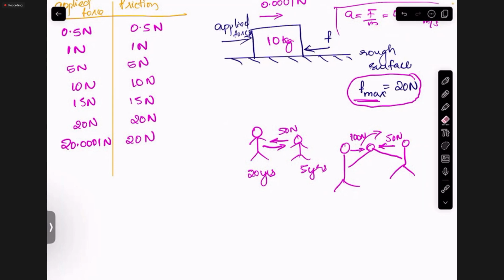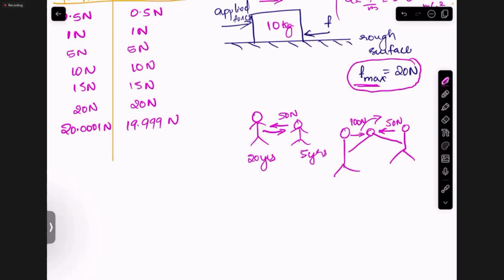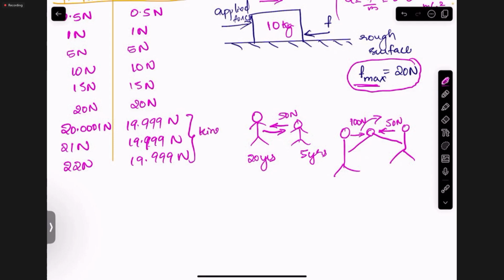So what will happen? This 20 Newton will become something like 19.999 Newton, a bit lower than the F max value. And this will continue even for 21 Newton also. It will be 19.999 Newton. For 22 also it will be 19.99. It will continue like that. So this is called the kinetic friction.